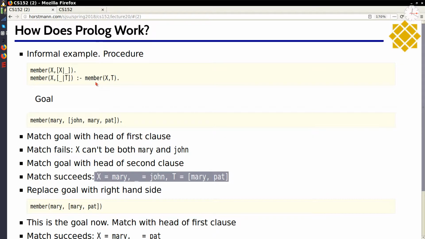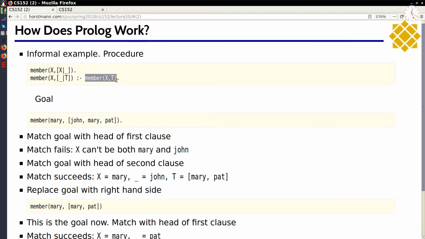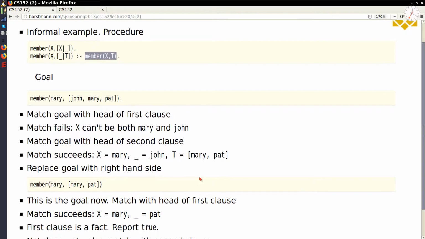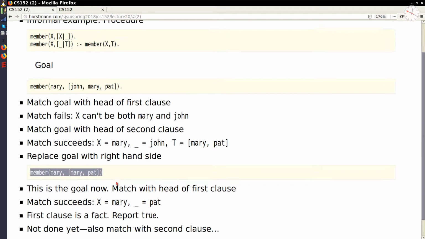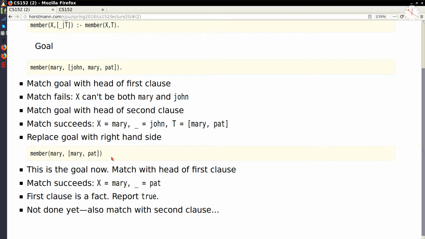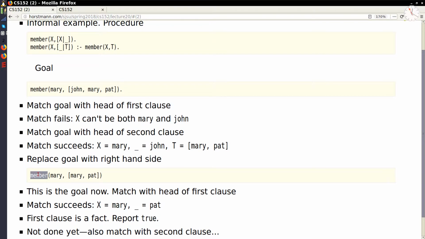We only have one. And now it's going to do the exact same thing that it did before. It's now going to say, well, before I wanted to prove this thing. Now I'm going to focus on proving this thing with the substitutions that I have, namely X is Mary, underscore is John, and T is Mary, Pat. So it's now going to make a new goal, and say, yeah, that's the one that I'm now going to focus on. So we started with a goal, and we've now moved on to a simpler goal. That's our goal now. And how is it going to do this goal? Exactly the same way. It is going to say, well, it starts with member.